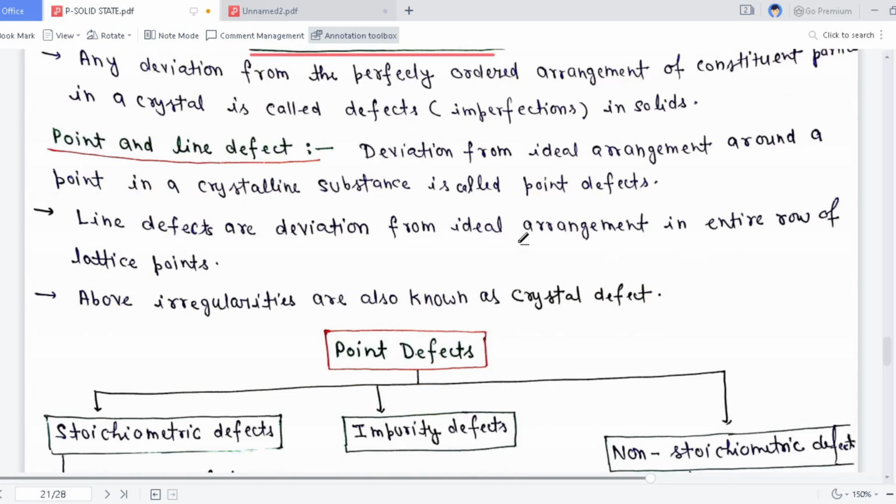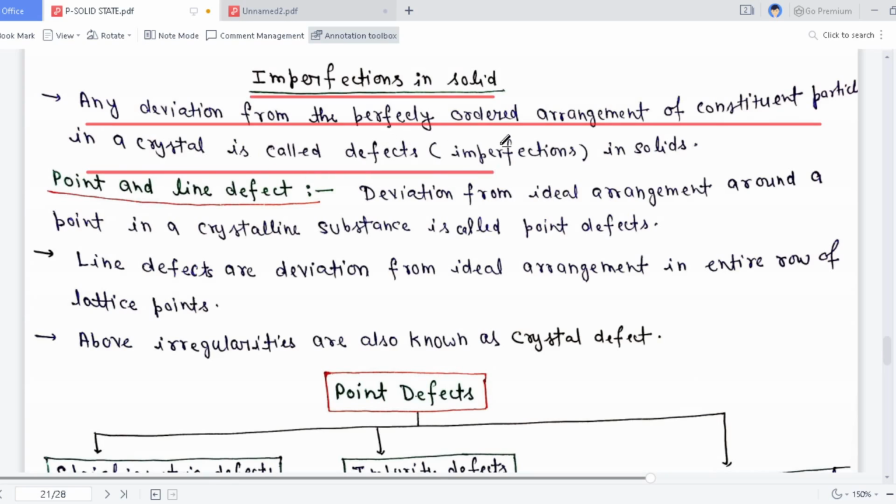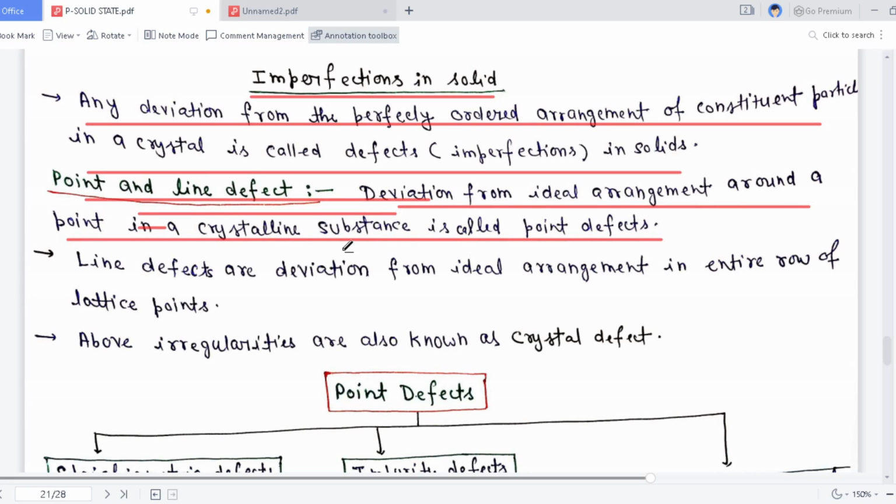So imperfections in solids. In solids, any deviation from the perfectly ordered arrangement of constituent particles in a crystal is called a defect. A defect is an imperfection in a solid. Pretty self-explanatory. Right over here we have point and line defects. The deviation from ideal arrangement around a point in a crystalline substance is called a point defect.